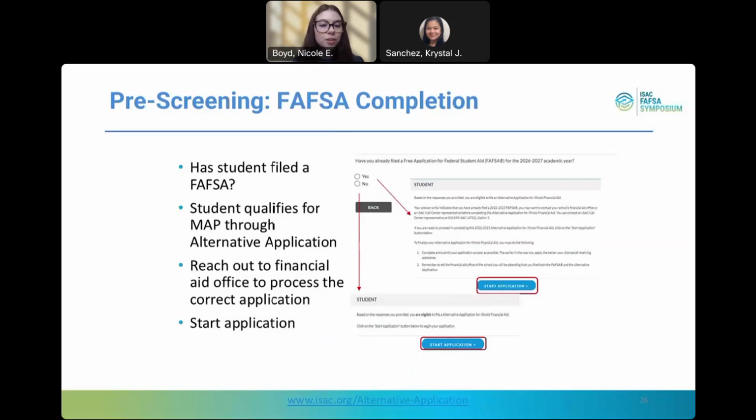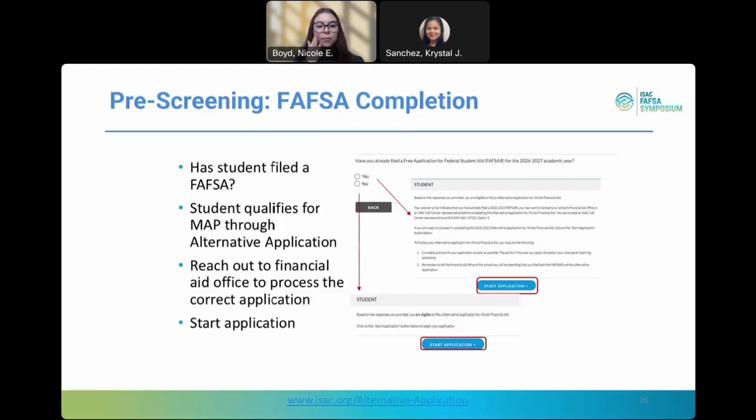And then more pre-screening questions, these have to do with FAFSA completion. It asks if the student has filed a FAFSA. Like I said, there is a lot of misinformation floating around out there. A student may have thought they had to do both. They may have filled out the FAFSA, found out that they're not an eligible non-citizen, so now they're coming to the ALT app. It could be a lot of different things.